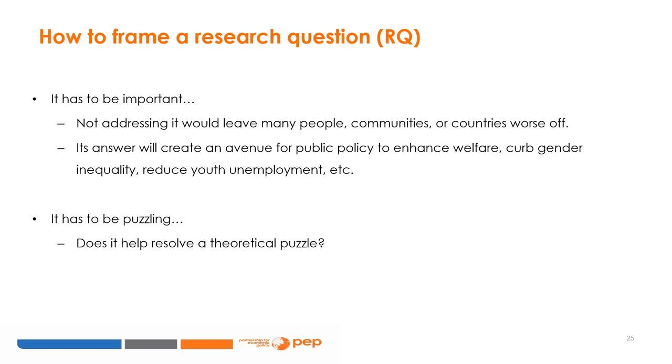As well, the answer to your research question must be unknown, it must be a puzzle, or existing answers must be deemed unsatisfactory. In the latter case, it will be important to convince the readers that there are reasons to believe that current answers are incomplete or ungeneralizable, hence unsatisfactory.